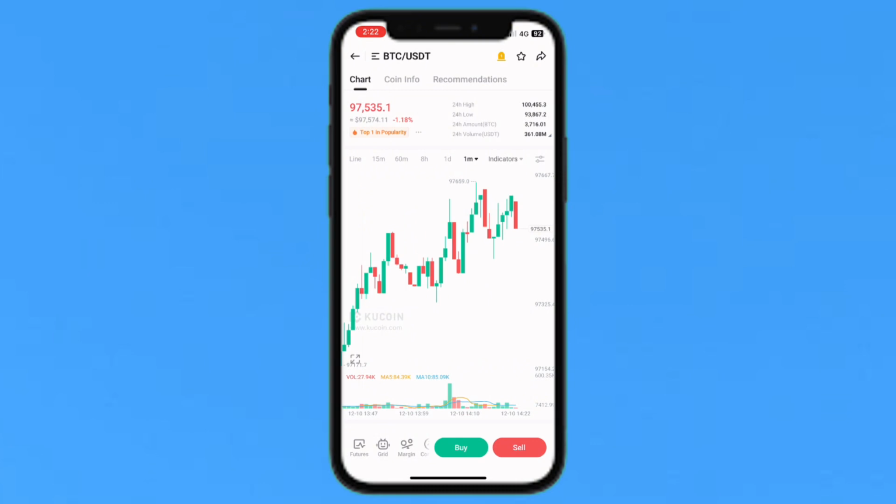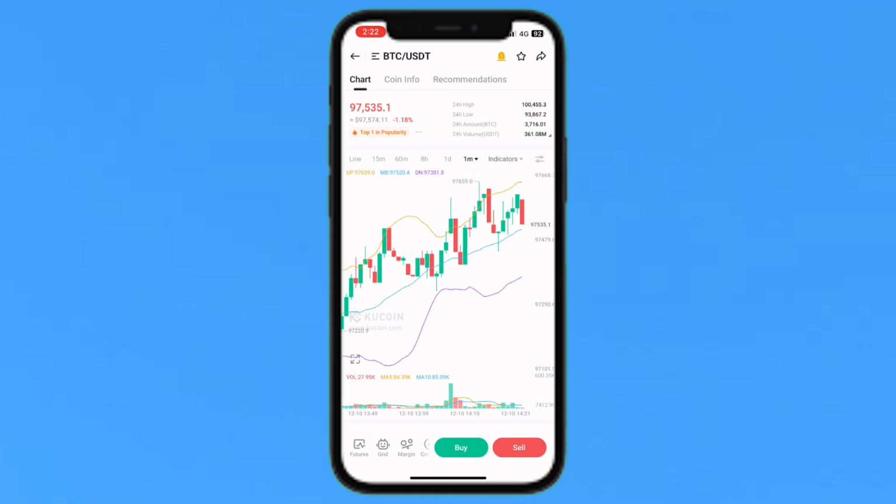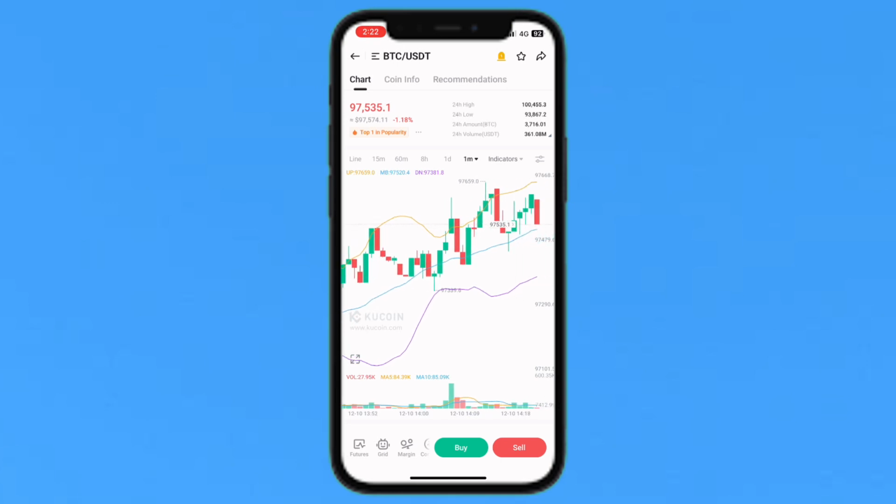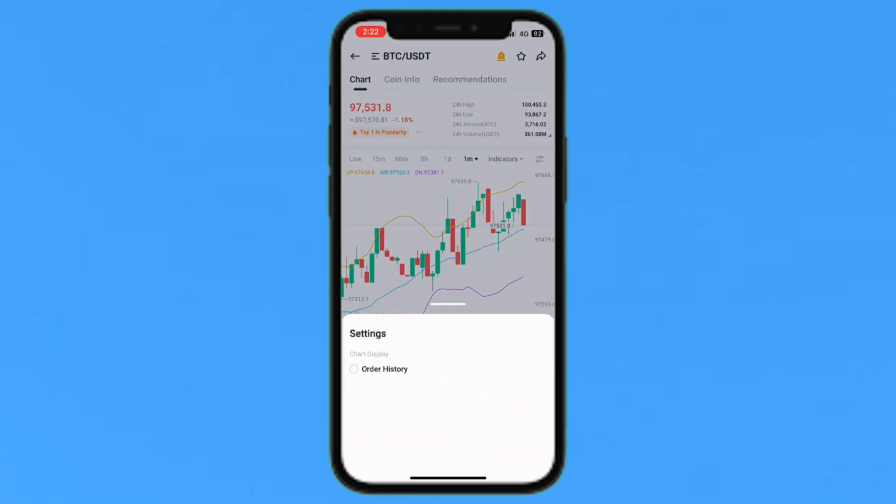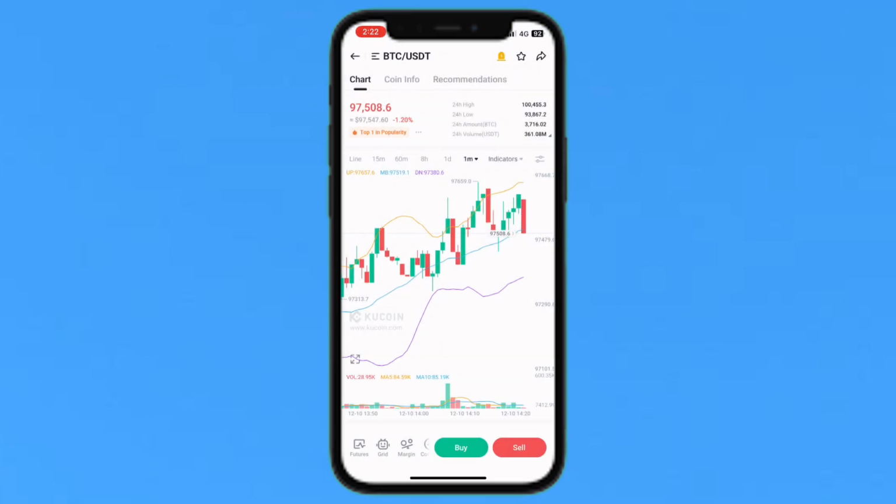So from here you can also use the indicators to check the balance of the higher and lower of the graph, and you can also set the settings if you have placed any order in order history.